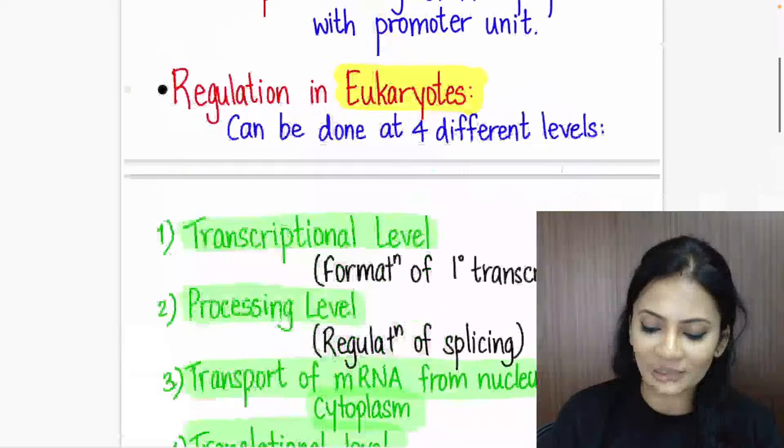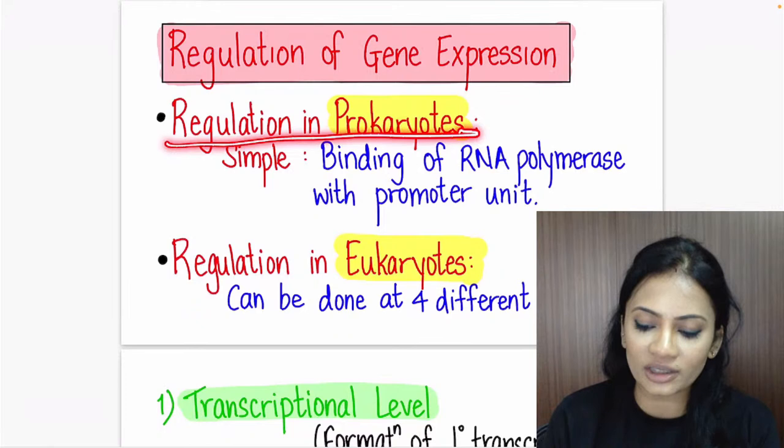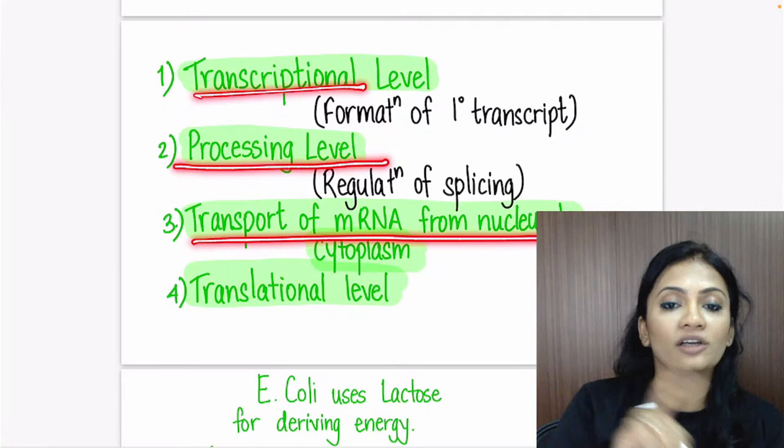Next topic is the lac operon, regulation of gene expression. Quickly, I'm doing it from my notes. Yes, Jinendra, I will share it. Regulation in prokaryotes is at the binding of the promoter. In eukaryotes, regulation happens at four levels: transcription, processing, transport of mRNA from nucleus to cytoplasm, and translation. Yes or no?